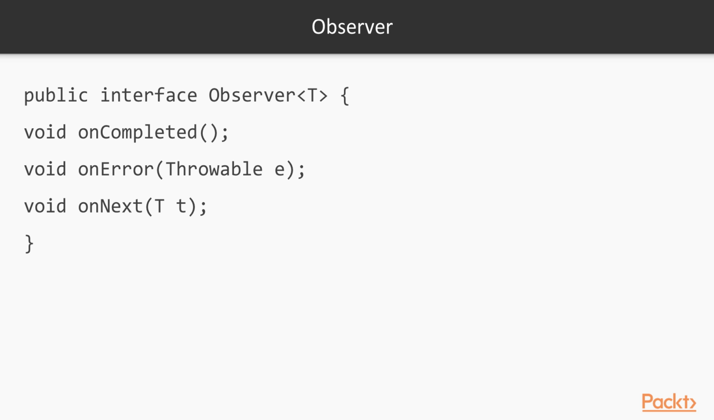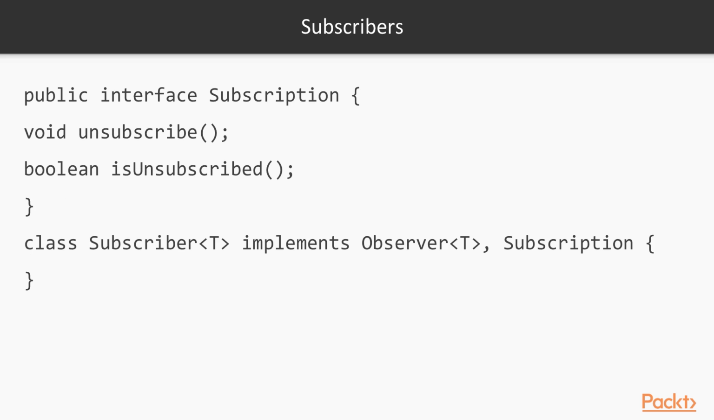onCompleted: an observable calls this method after it has called onNext for the final time, if it has not encountered any errors. Subscriber: a subscriber is an observer that can also unsubscribe from that data source through the subscription interface. We will study observer, observable, and subscriber in more detail in our next tutorials as well.